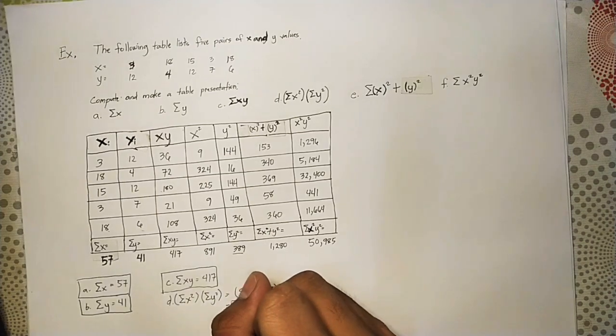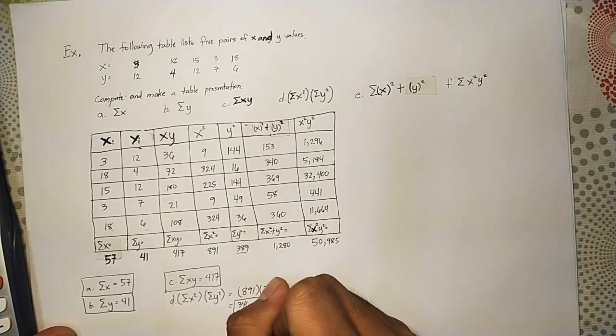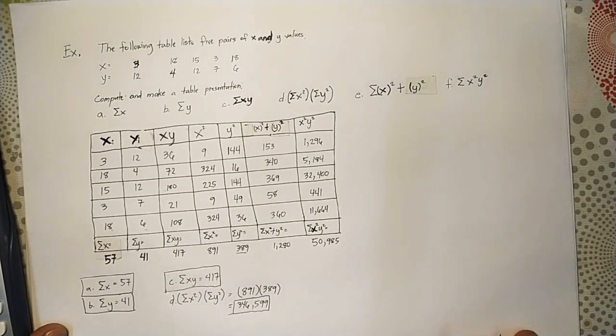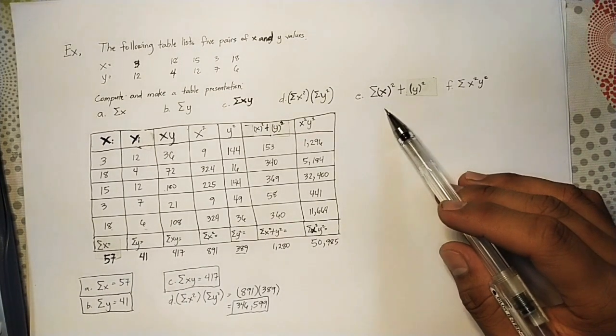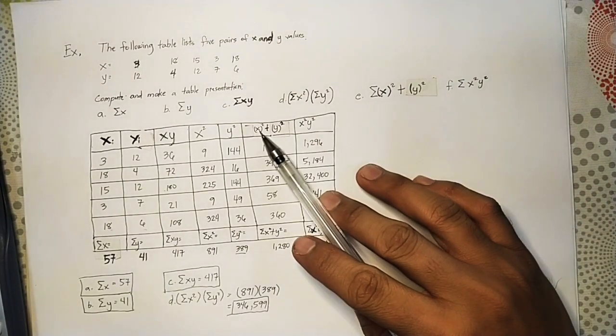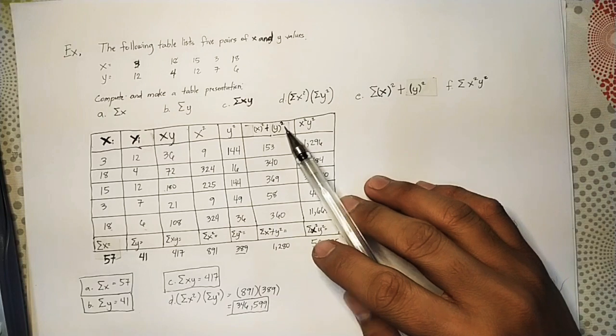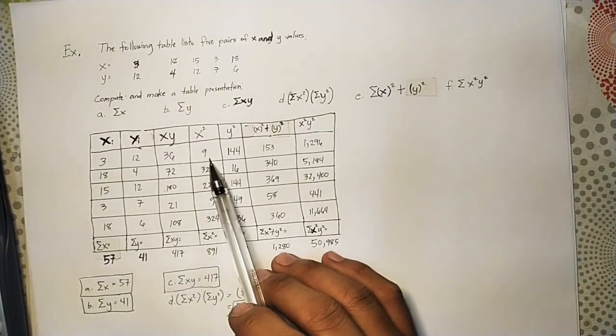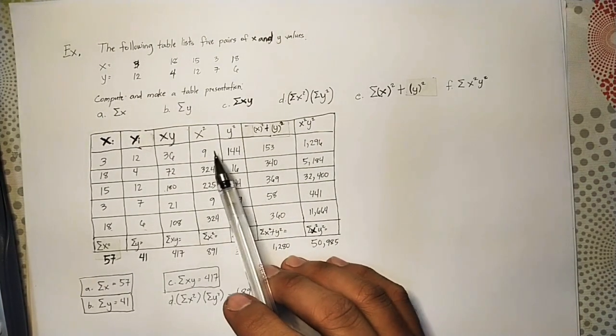Ito na yung pinakasagot natin sa letter D. Okay? So, next naman is our summation of x squared plus y squared. Paano ba mangyayari doon? Or paano makuha si x squared plus y squared? So, since you have the value of x squared and the y squared, pag-add nyo lang po silang dalawa.